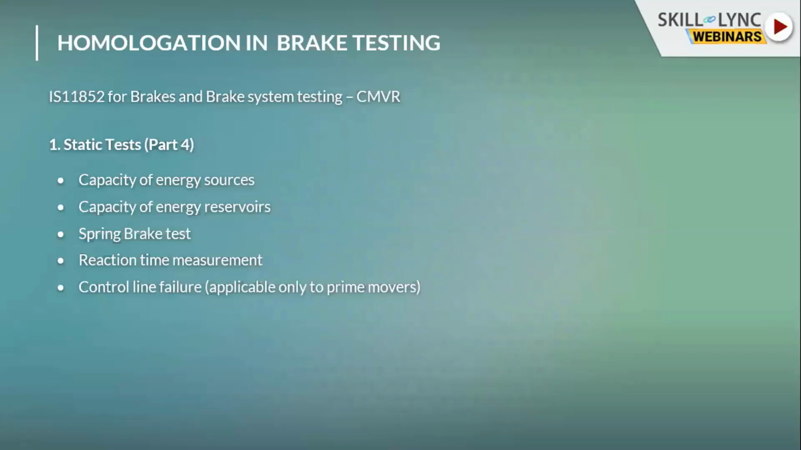At the same time, this IS 11852 will not be applicable for vehicles like two wheelers, three wheelers, vehicles with design speed not exceeding 25 kmph, construction equipment vehicles, and moving machinery. These will not come under this regulation, for your information. So, then moving back to the static test.